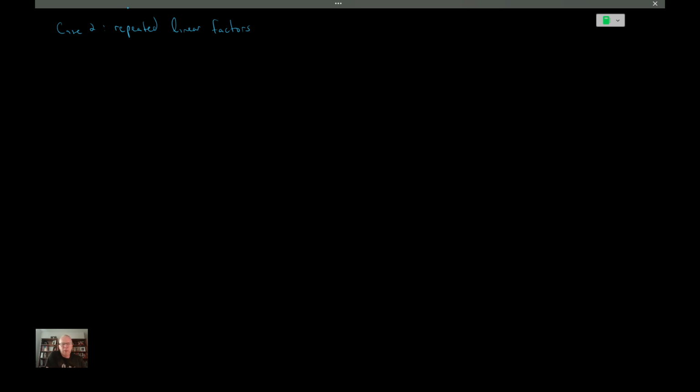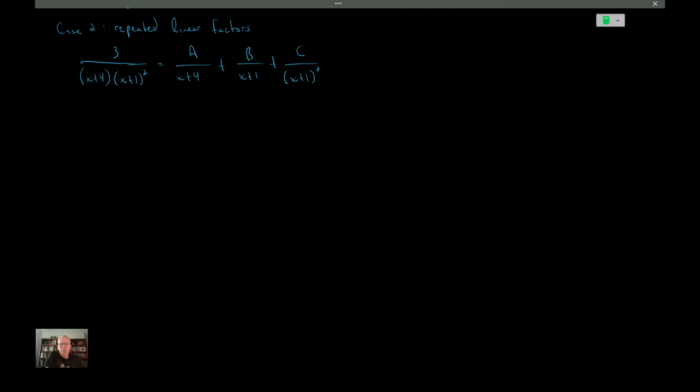So this could look something like, we'll just make one up. Let's say 3 over x plus 4 times x plus 1 squared. So now the x plus 1 is repeated. If we break this up, it's going to have the form a over x plus 4 plus b over x plus 1, and then we're going to have another one to account for the repeated factor.